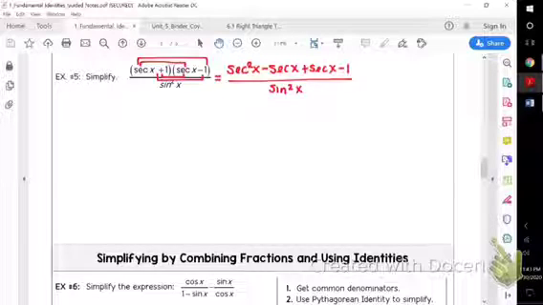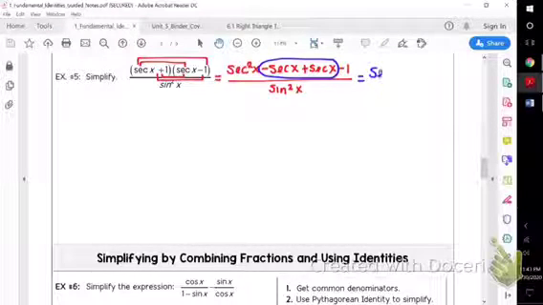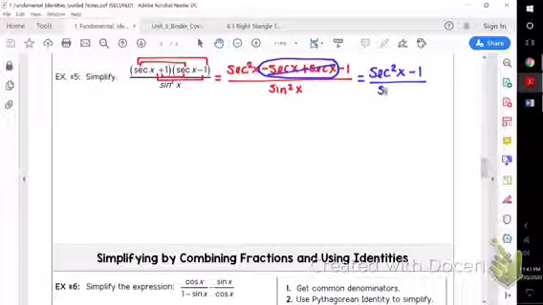Now, I can still simplify here in the numerator. I've got like terms right here. So I'm going to keep my secant squared of x. And what's negative secant of x plus secant of x? Well, negative 1 plus 1 is 0, so those cancel. And I have my minus 1 over sine squared of x. Now, we're just simplifying.